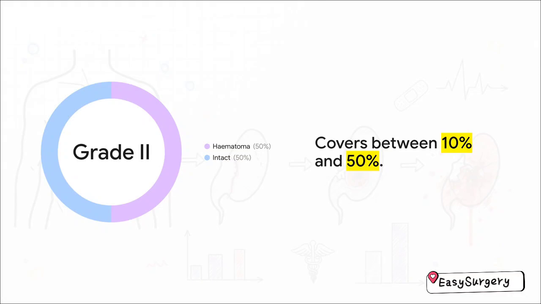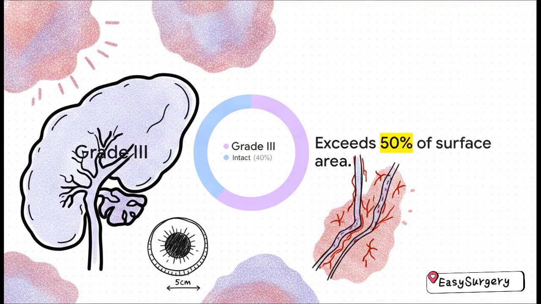Let's move to grade 2 and see how this builds. We're stepping it up a notch. That subcapsular hematoma now covers between 10 and 50% of the surface area. Intraparenchymal hematomas are under 5 centimeters, and lacerations are 1 to 3 centimeters deep. But crucially, there is no trabecular vessel involvement yet. Now, grade 3 is where we see a significant leap in severity. The subcapsular hematoma exceeds 50% of the surface area, or it's actively expanding. You might see a ruptured subcapsular or intraparenchymal hematoma, and the intraparenchymal hematoma itself is 5 centimeters or larger. And the laceration? It's deeper than 3 centimeters or, and this is key, it's finally involving those trabecular vessels.